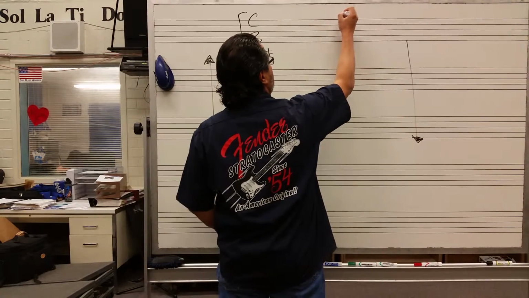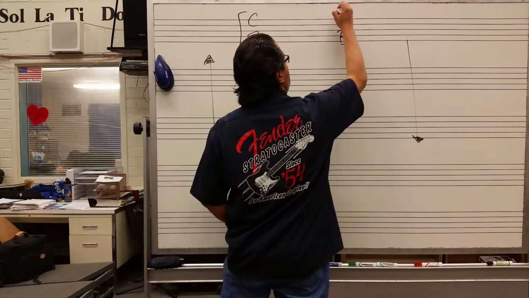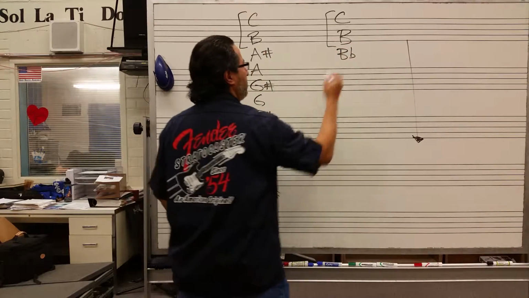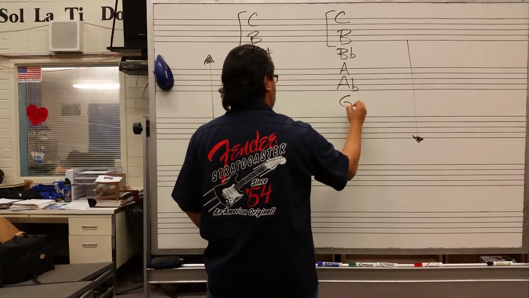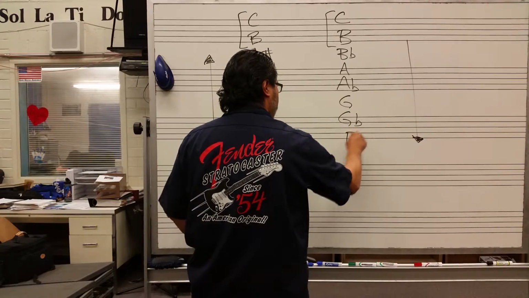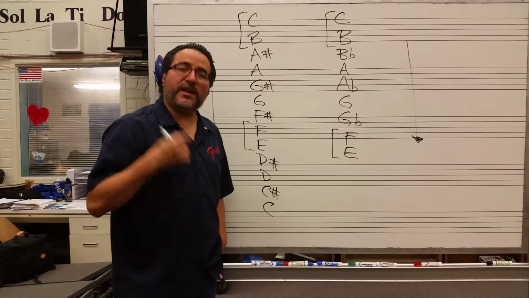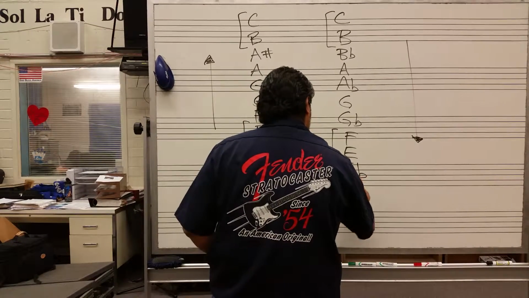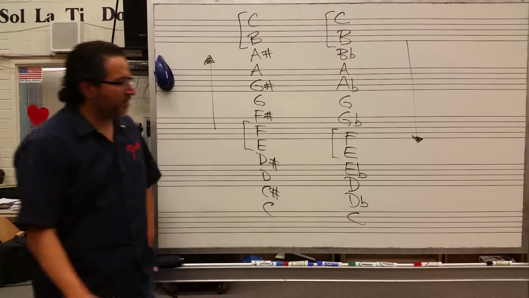We're going to go from C, now we go backwards. C to B, nothing between C and B. Then B flat, then A flat, then G flat, then F and E, noticing that there is nothing between F and E, so it's a natural half step. Then we go E flat, D flat, and we get back to C.